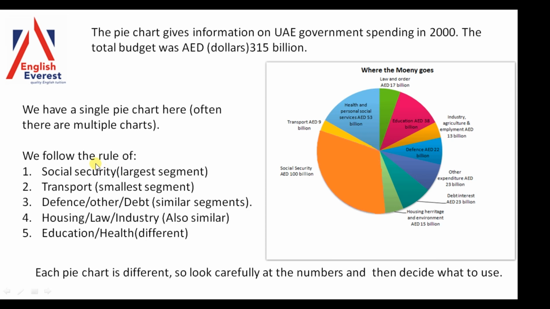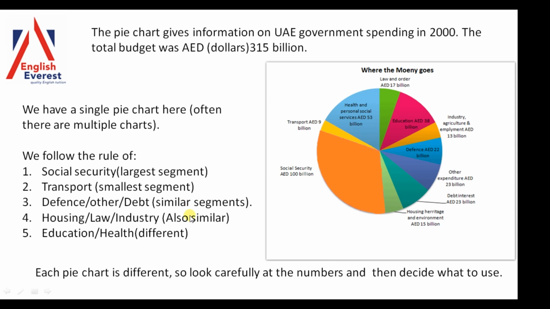We follow the rule of social security, largest, transport, smallest, defense, other, and debt. 1, 2, 3. Similar, housing, law, industry, law, industry, housing. They're all similar. And then we have education here and health here. These are 2 different ones from everything else.